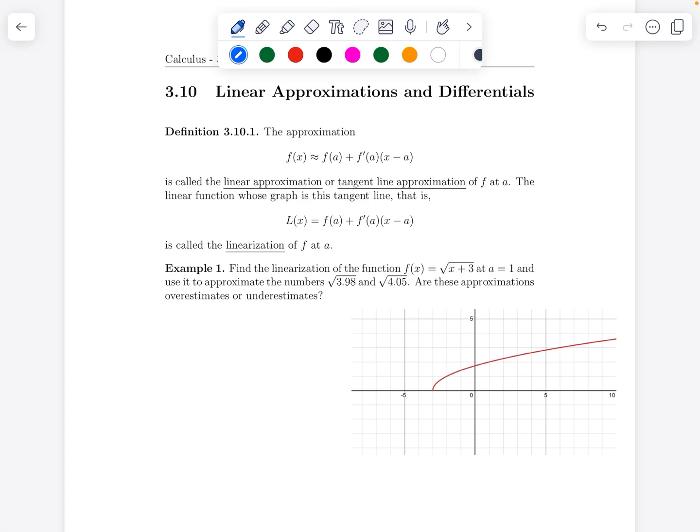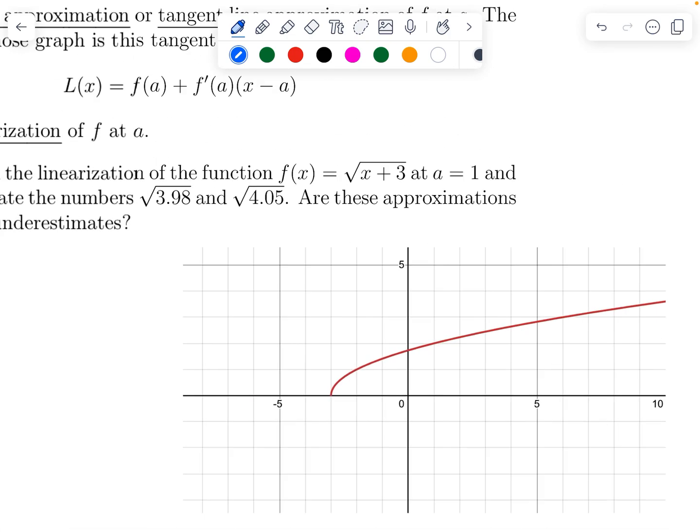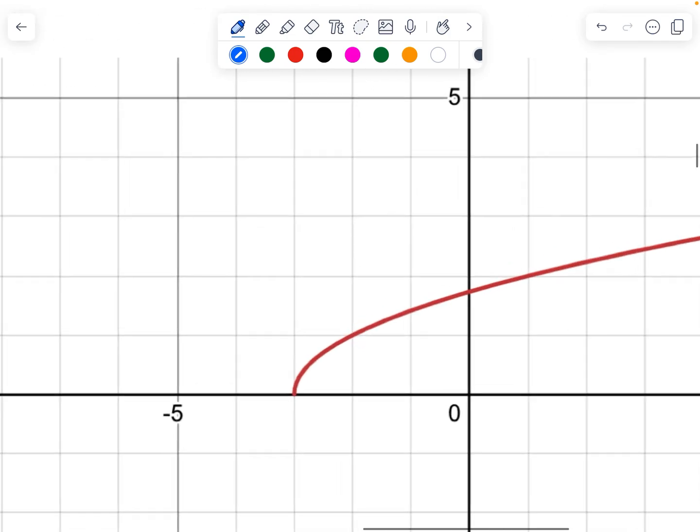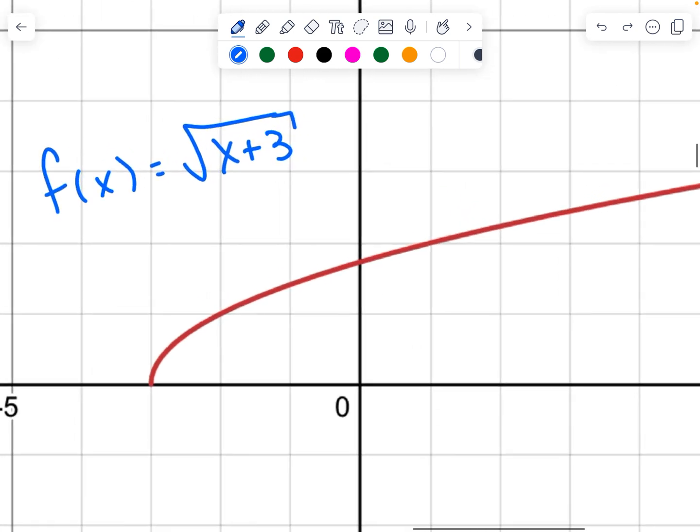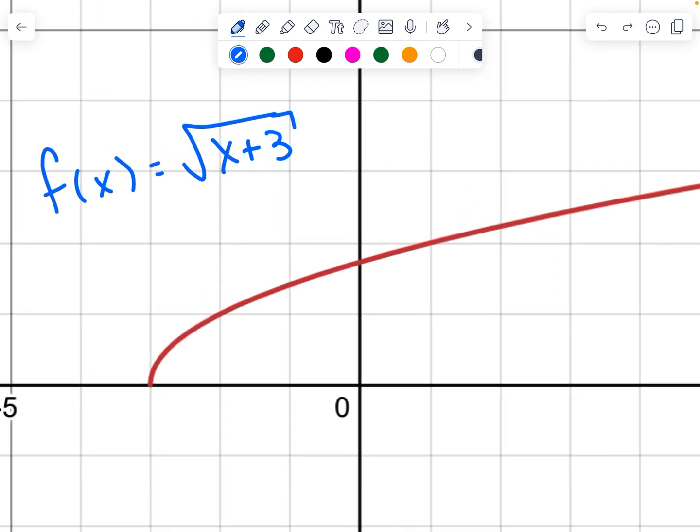So for example, if I have this function, f of x equals root x plus 3, you know this is a shift left 3 because h is always the opposite of what you think it is. And if I wanted a linear approximation, I can take a linear approximation, and I've got some boundary points. So maybe my linear approximation looks something like that.